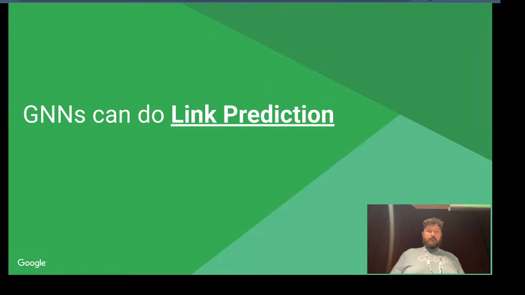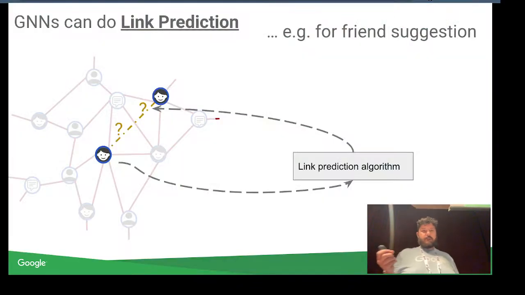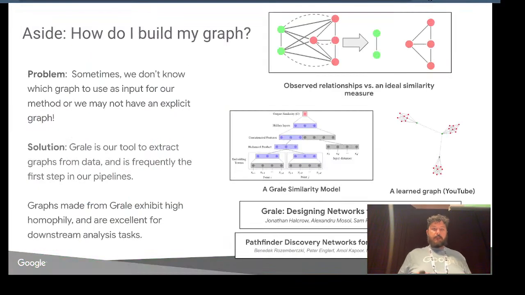For link prediction, it's the same kind of thing. We have our social network, and we want to make a prediction using these representations about whether or not there should be an edge there.